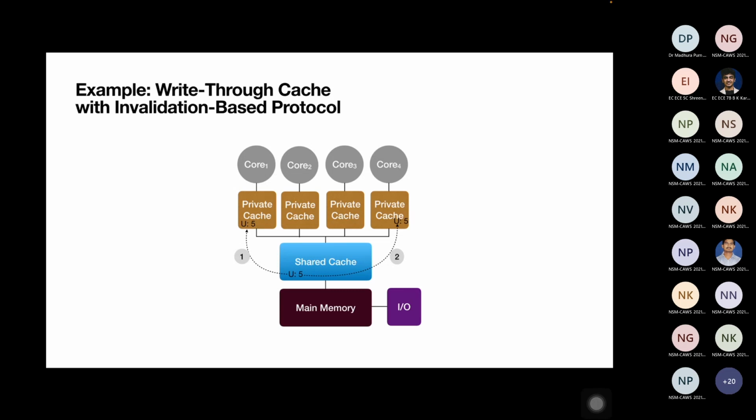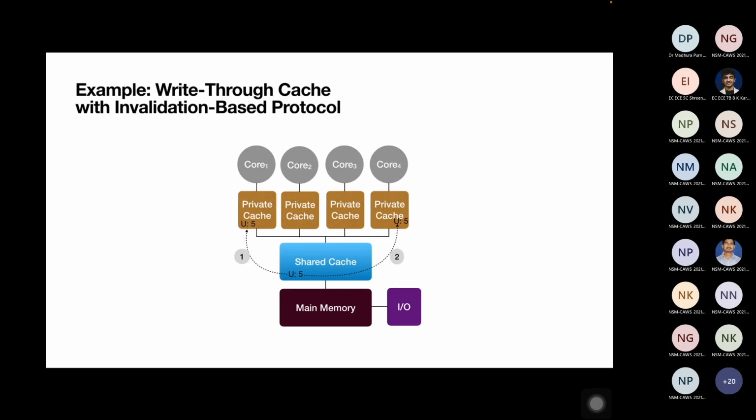And it's an invalidation-based protocol. So before writing, core 4 is going to send an invalidation signal on the bus, so that all the cache controllers of the private caches are going to snoop on the bus, take that address, and search in their caches. And if they find any copy, they are going to invalidate it.